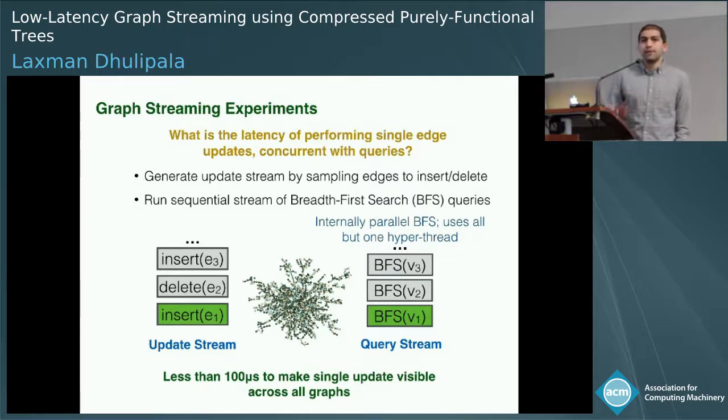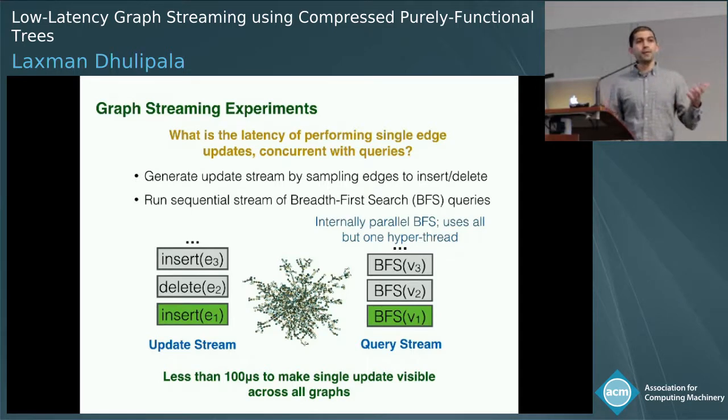We ran a number of experiments in our paper, but I'm only going to have time to tell you about one or two of them today. And the main question I want to address is, what is the latency of performing single edge updates that are run concurrently with queries? So for this experiment, we generated an update stream consisting of a mix of edge insertions and deletions. And we sequentially ran this update stream. So we had a single writer that's inserting these edges one at a time into a graph. And alongside this, there's a sequential stream of BFSs, breadth first searches, that are being run one at a time. Now, the updates are being run on a single hyperthread, and the BFSs are internally parallel and run across 143 hyperthreads.